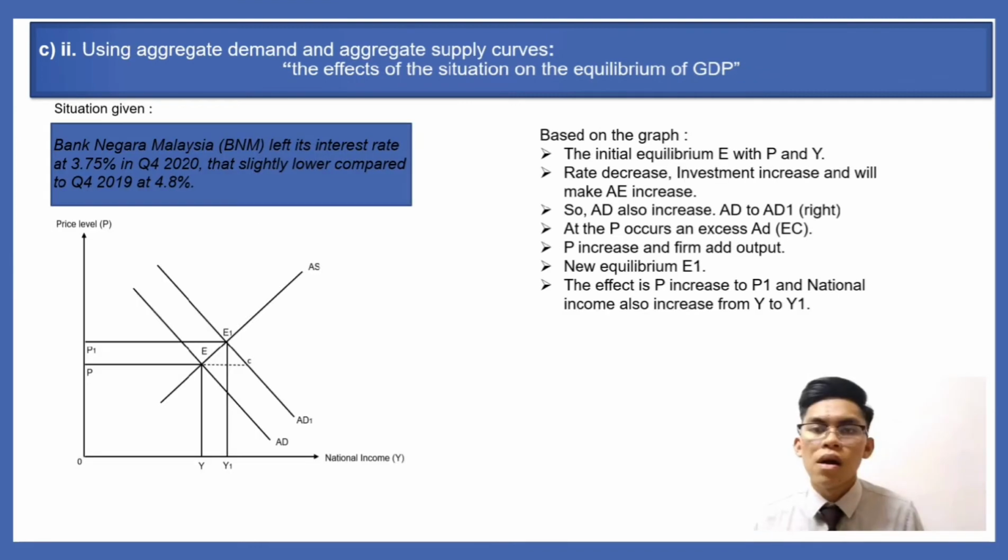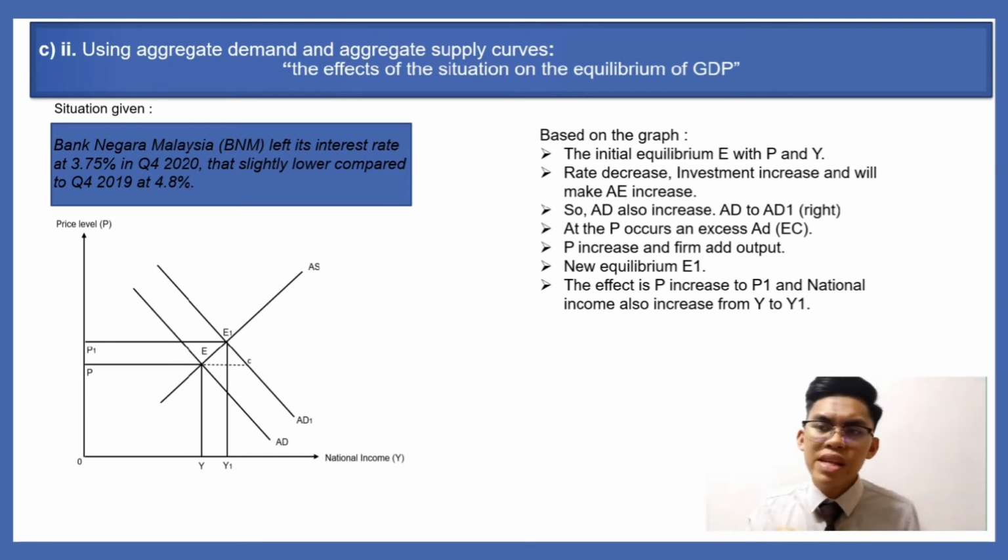Okay, for question D, I will explain this answer using the aggregate demand and aggregate supply curve. Based on the graph, the initial equilibrium is reached at point E, at the price level of P and the national income is Y, where the AD curve intersects with the AS curve. Based on the situation given, Bank Negara Malaysia reduced its interest rate to 3.75% in quarter 4 2020, slightly lower compared to quarter 4 2019 at 4.8%. So that means the rate is reduced.